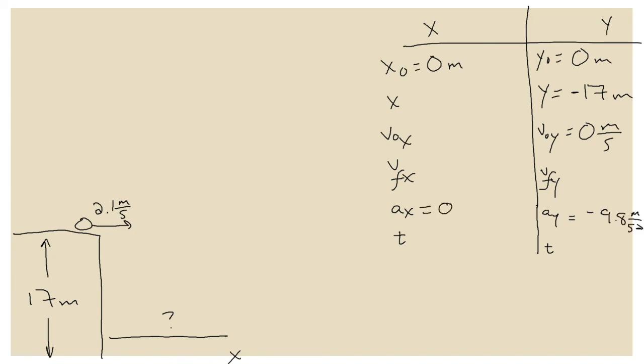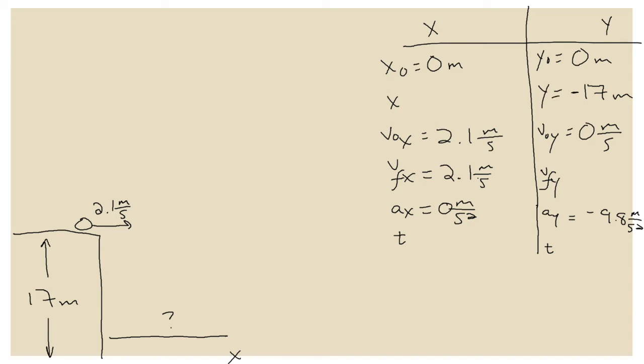Moving over to the x side, we know that the acceleration in the x direction is 0. We know that the initial velocity of the coconut is 2.1 meters per second. And that makes the final velocity 2.1 meters per second also in the x direction, because the acceleration being 0 tells us the velocity is going to be the same.